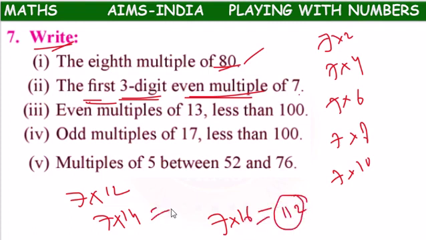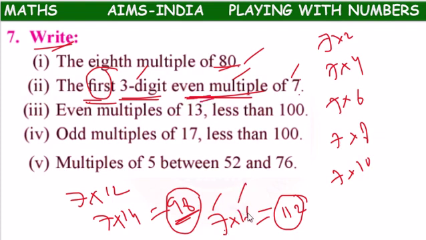112. Because up to here what we are getting is 98, which is a 2-digit number. But what they are asking is the first 3-digit even multiple of 7. It should be a multiple of 7, and one more thing, an even multiple of 7, and it should be 3-digit.